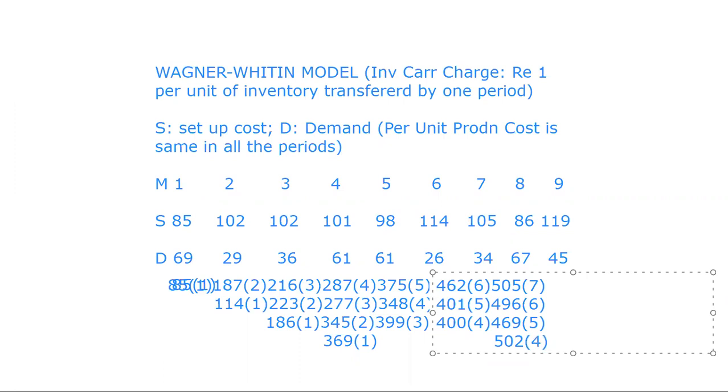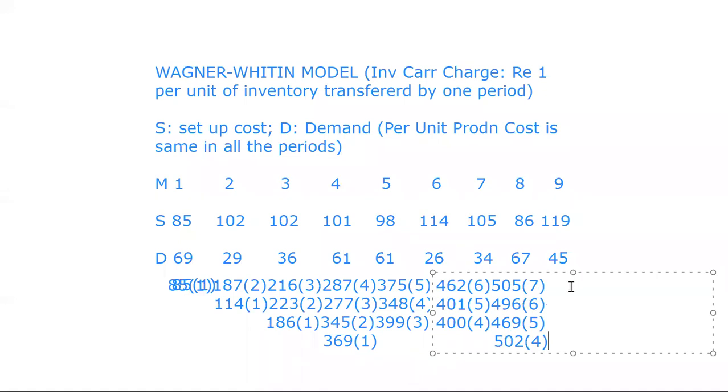So again, the same question comes in. Do I need to produce in period number 3 to be transferred to period number 7? No. Why? Because it wasn't optimal to produce in period number 3 and transfer it to period number 6, so it won't be optimal for period number 7 also.